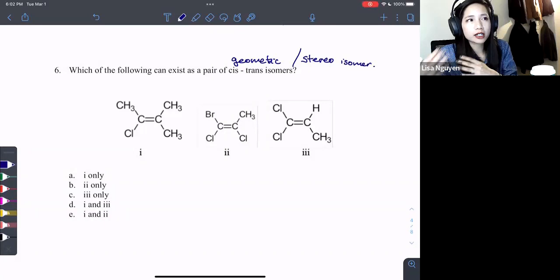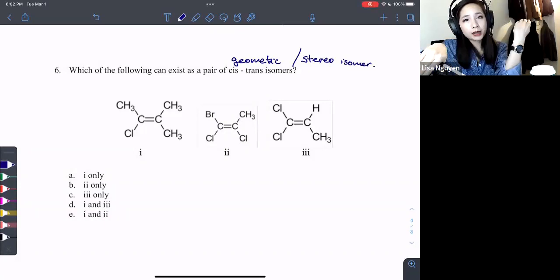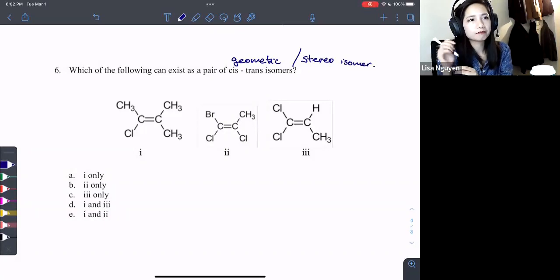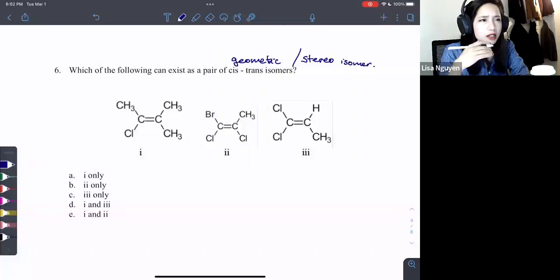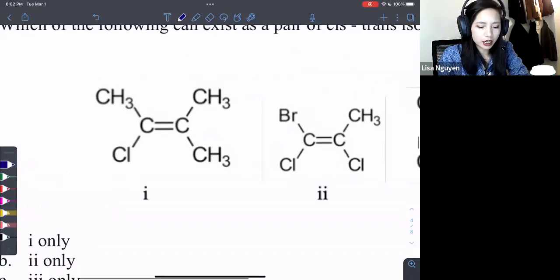Typically when we think cis and trans, cis means that the substituents are together on the same side, while trans means they are opposite to one another. So let's inspect these different structures. You might have noticed that this question is a repeat from the in-class one, and I think it was on a practice midterm, because this is a tricky question. So let's inspect these molecules to see if they exist as cis and trans isomers.